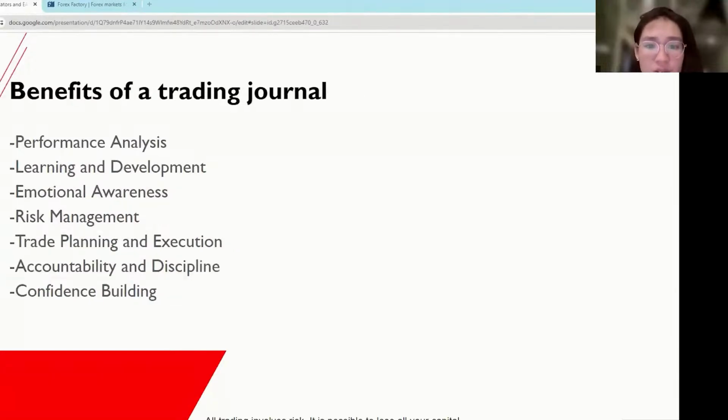Okay, some benefits of using a trading journal include performance analysis, which is basically allowing you to analyze your trading performance in a systematic and objective manner. And secondly, learning and development. This is pretty straightforward, but basically it's reflecting and learning on your decision-making process, identifying errors or missed opportunities that enables you to continually refine your trading strategy.